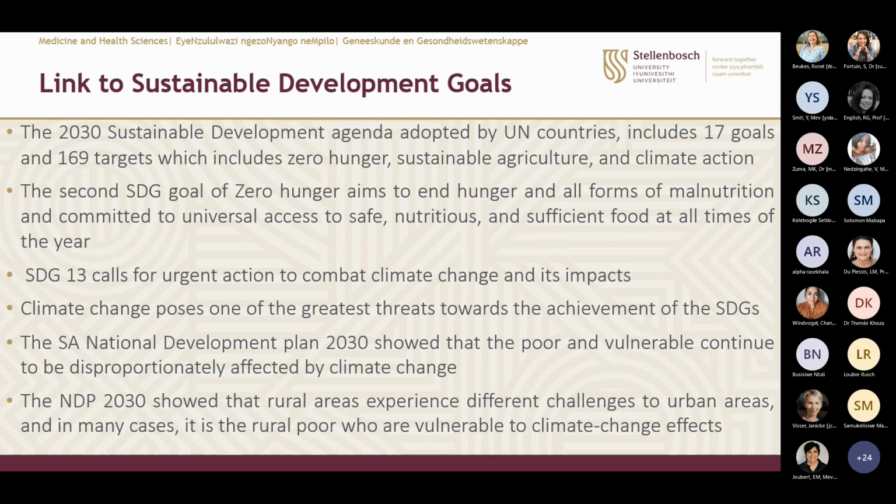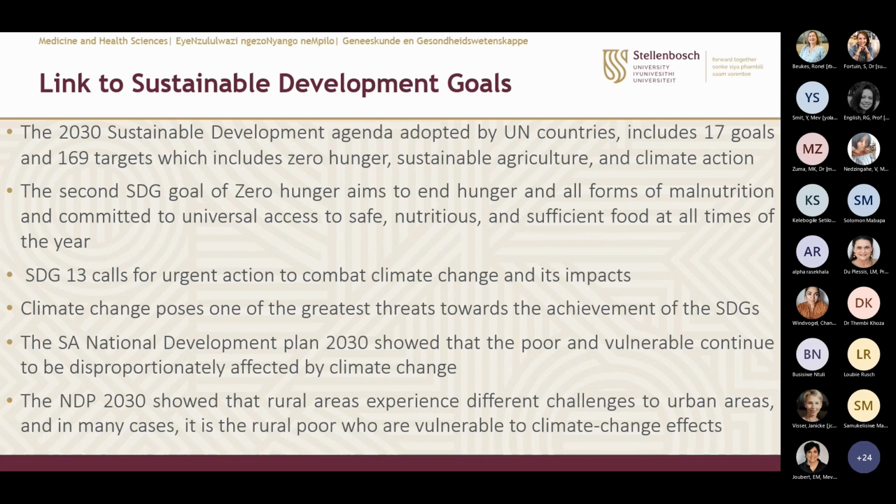There's sustainable goal number 13, which calls for action to combat climate change and its impact. And climate change poses the greatest risk towards the achievement of these goals. So beyond the SDGs, we have our own South African National Development Plan 2030 as well.